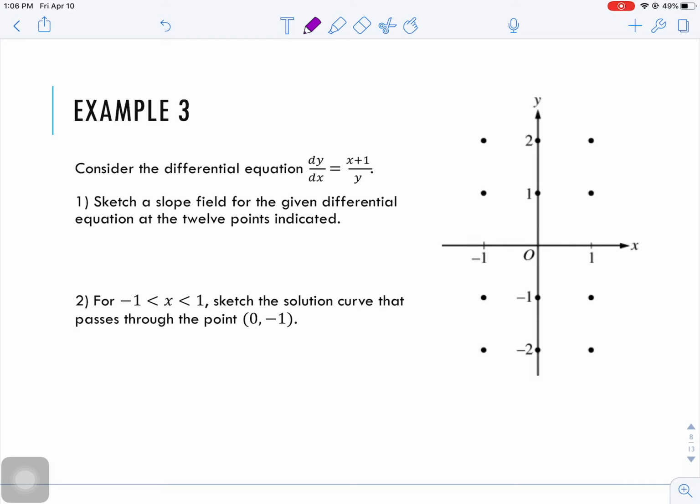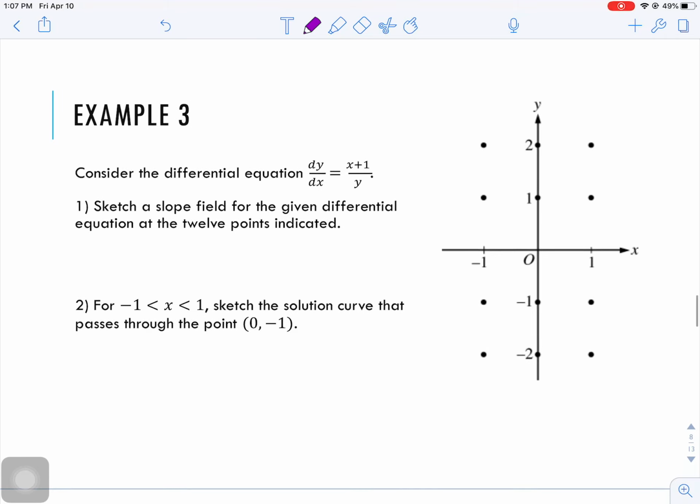So number 1 says, sketch a slope field for the given differential equation at the 12 points indicated. So there are 12 dots, you can see them, and we're going to sketch the slope field. The way we do that is we just plug each of those points into the derivative equation. And it's probably going to help most people to make a table. So I'm going to make a little table over here, where I have the point (x, y), and then dy/dx.